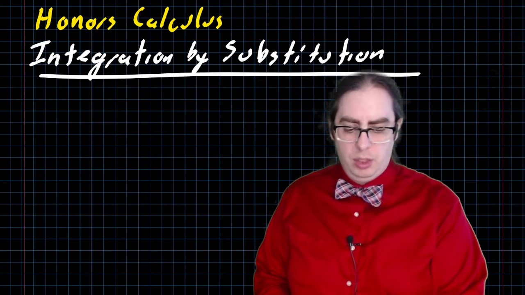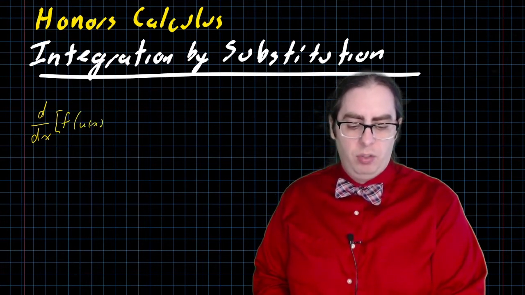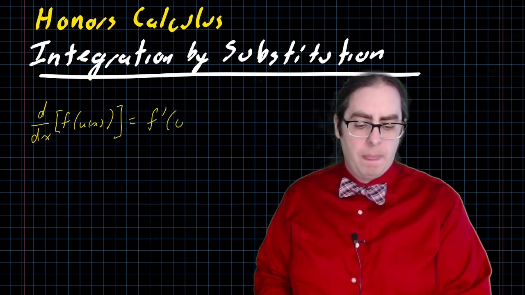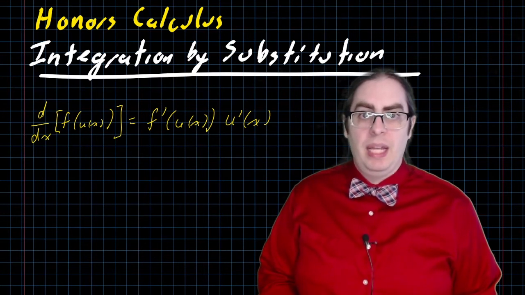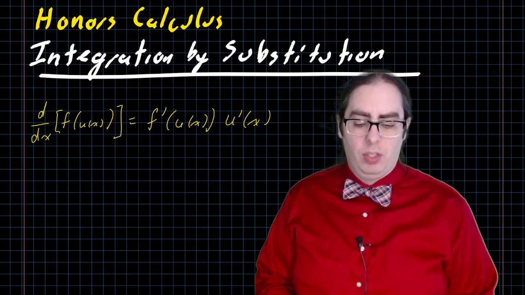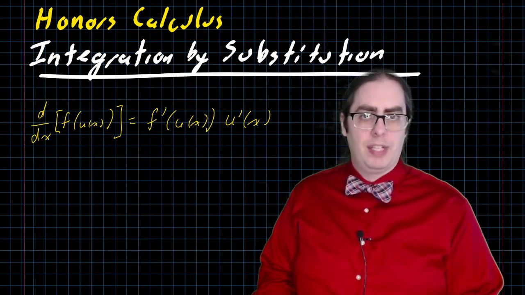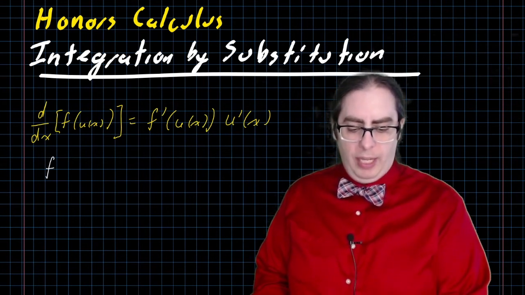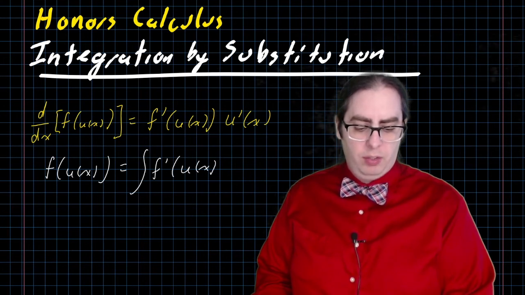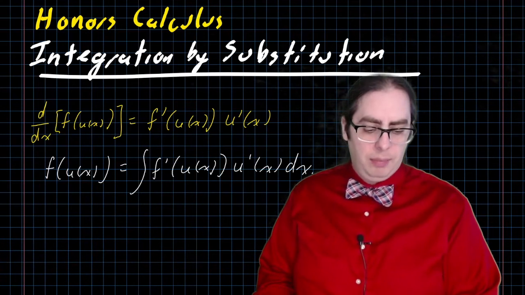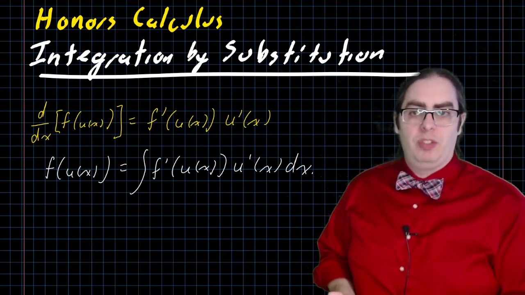Remember that for differentiation, the chain rule tells us that the derivative of the composition f of u of x is f prime of u of x times u prime of x. And so if I integrate both sides of this equation, I will get the integral of the derivative, and by the fundamental theorem of calculus, the integral of a derivative is the thing you started with. So f of u of x is equal to the integral of f prime of u of x times u prime of x times dx. And that is the rule for integration by substitution. That's what we're talking about when we say substitution.